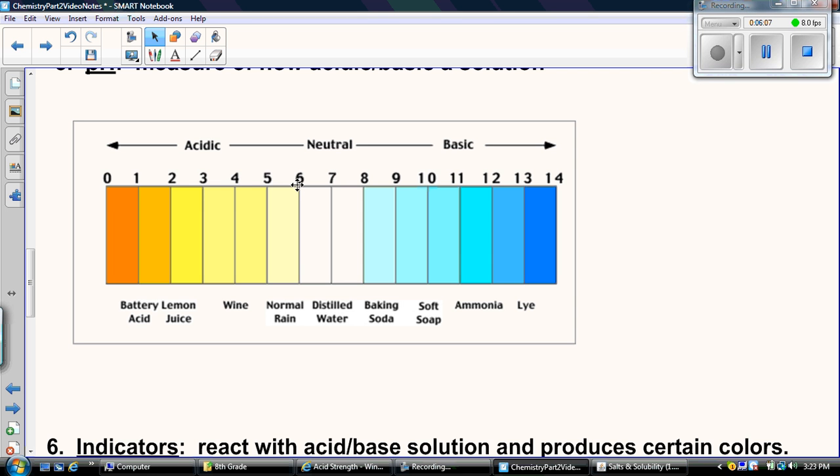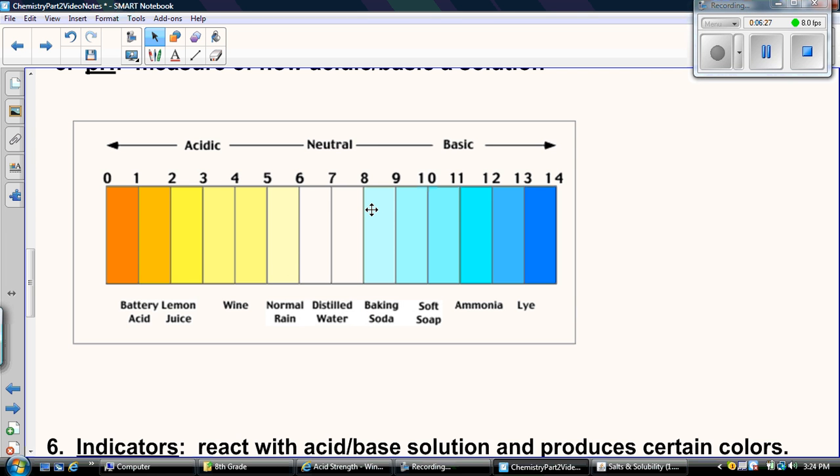The ones that are closer to 0 release more hydrogen ions, so more hydronium ions, and that makes them stronger and that makes them more dangerous. That's why battery acid is more corrosive than normal rainwater, which is slightly acidic.